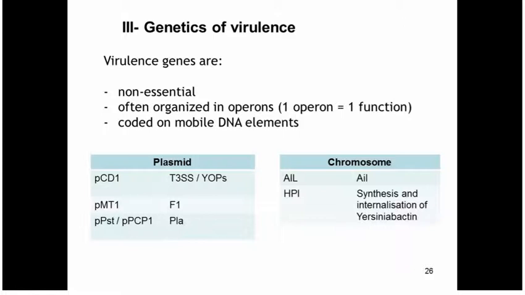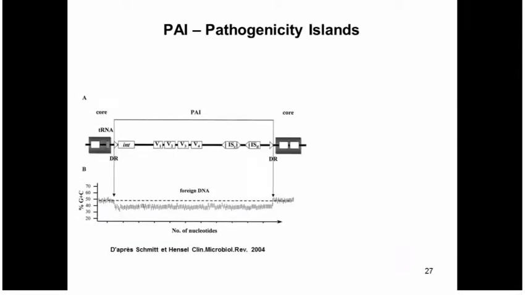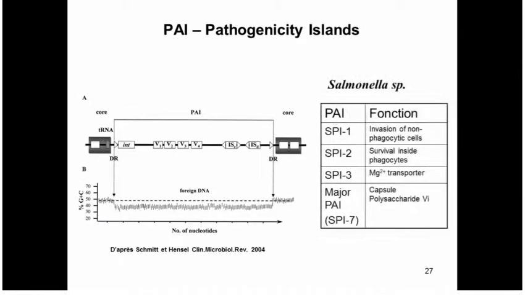Okay. So some virulence genes are on plasmids, others are on chromosomes. And without talking about this too much, chromosomal pathogenicity islands often are mobile DNA elements. So they can transpose, they can be lost, they can be integrated into the chromosome. They are not stable.